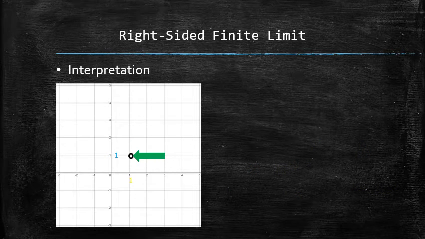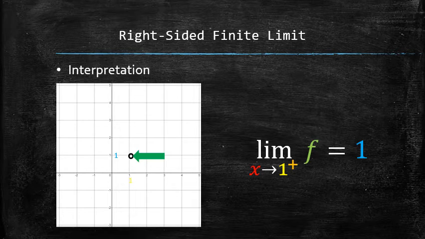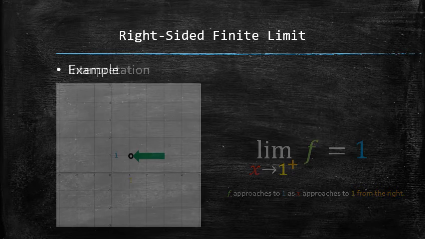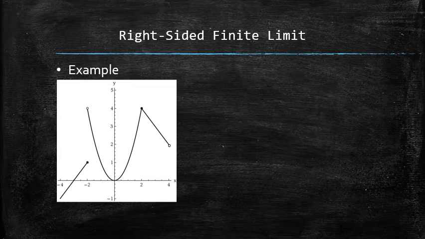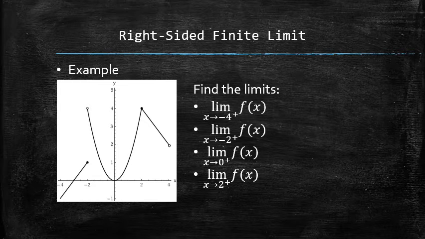For instance, this is what one would imagine when seeing the following limit statement. It shows that f approaches 1 as x approaches 1 from the right. And that's all we can learn from the limit statement alone. Let's do an example. Consider a function defined by the following graph. And let's find the following limits. In other words, let's write the right-sided limit statements to describe the behavior of the graph at the following locations.